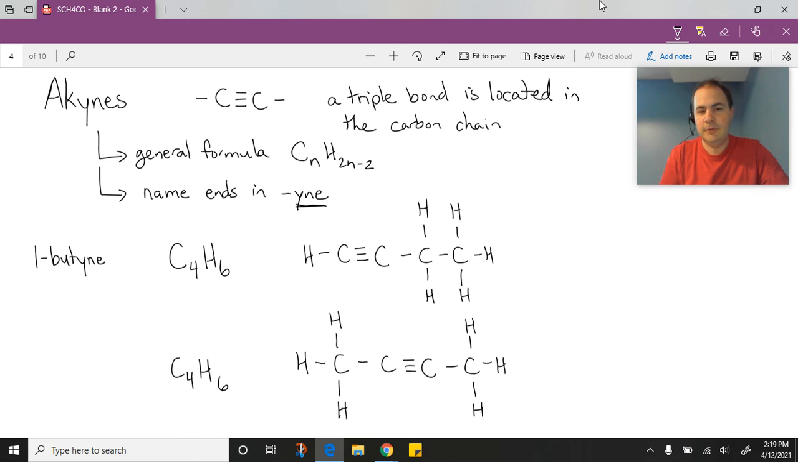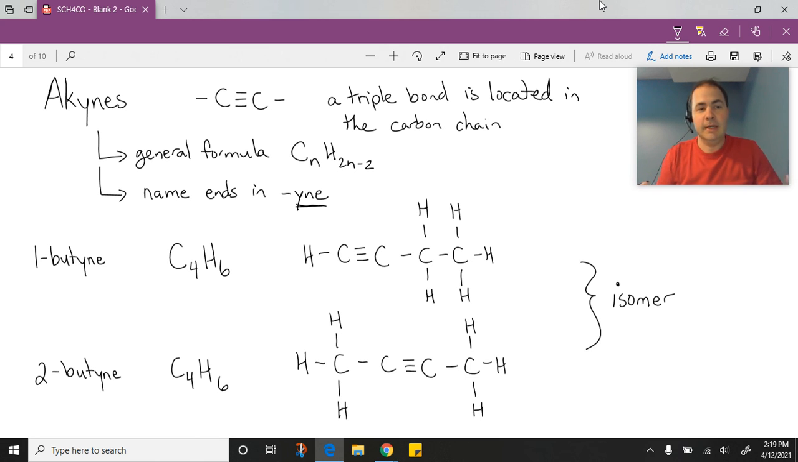So these two, if you're keeping track of some terminology, these would be considered isomers. They have the same chemical formula, but their structure is different. And so this one, because the triple bond is starting at carbon 2, would be called 2-butyne.